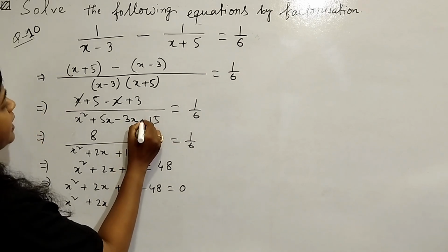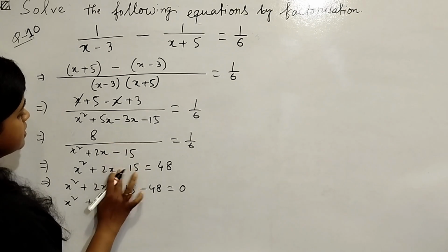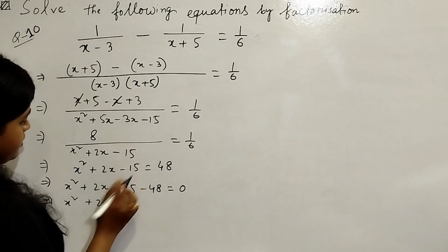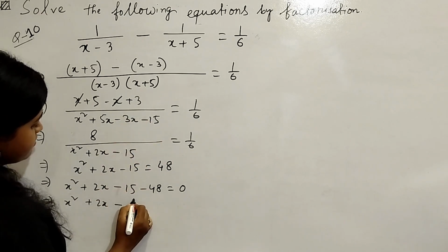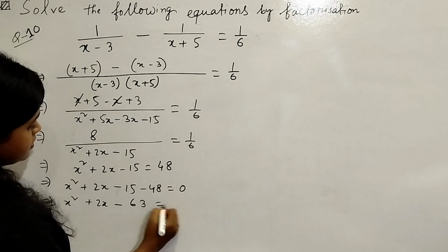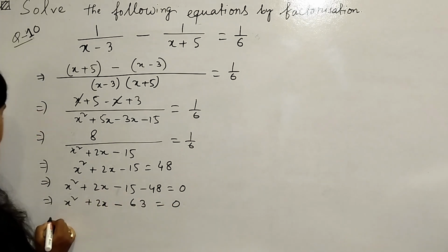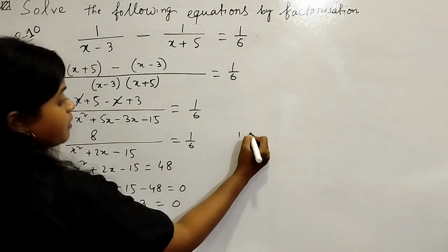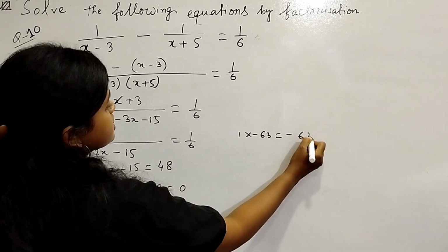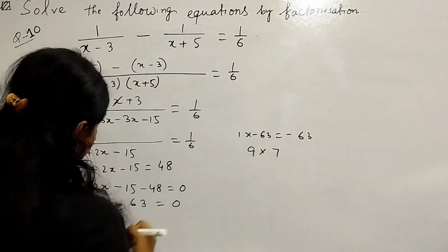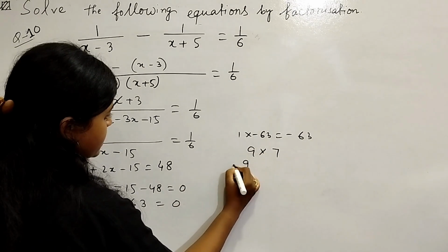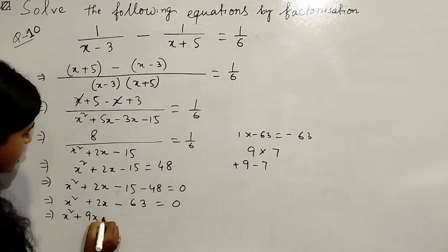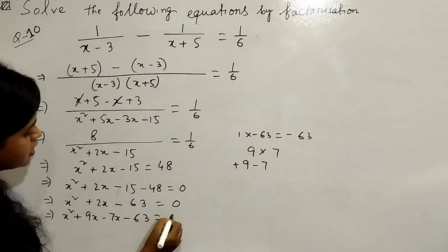So we get x square plus 2x minus 15 minus 48, that is what? Minus 15 minus 48 becomes minus 63 equal to 0. So the coefficient of x square is 1 and the constant term is minus 63. The product is minus 63. So 9 times 7 is 63. So we can write plus 9 minus 7, we get plus 2. So x square we can write plus 9x minus 7x minus 63 equal to 0.